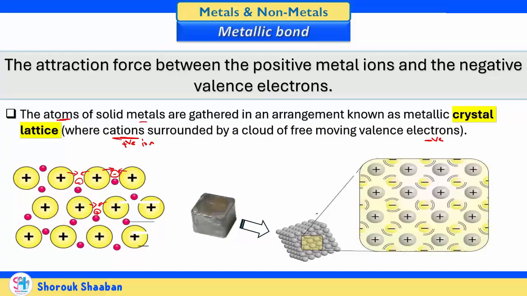Finished. So all I have to know about metallic bond is the definition: it's the attraction between positive ions and the negative free valence electrons. And also I have to know that metals have a crystal lattice shape. Take care about this note, please. Look here.